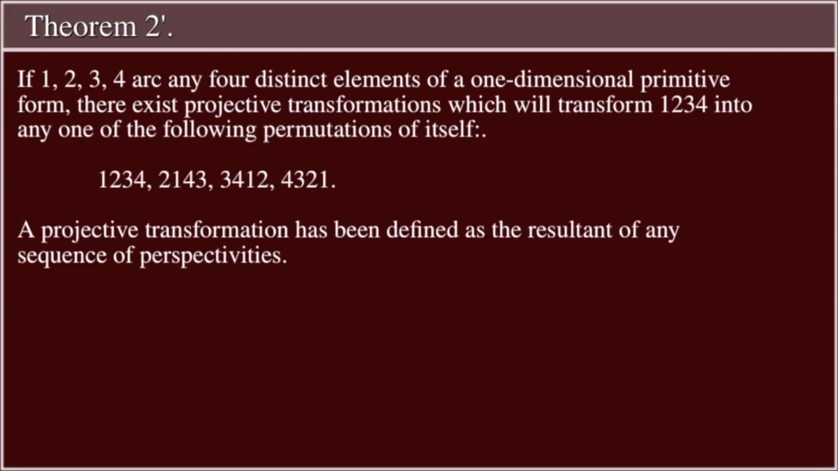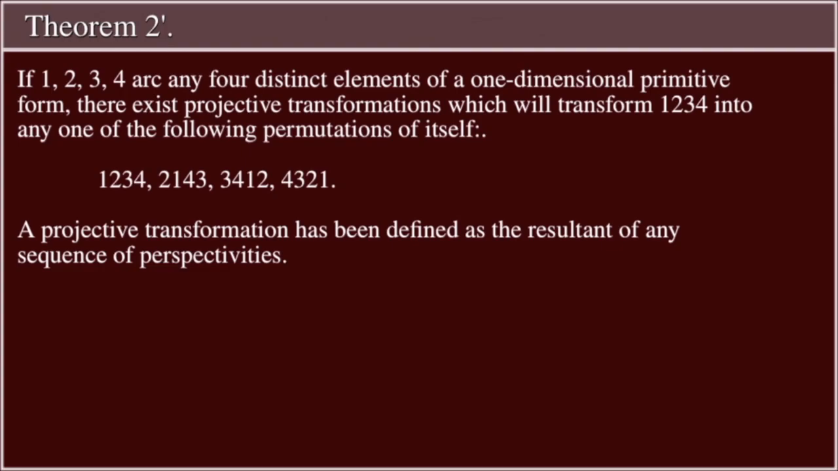Theorem 2'. If 1, 2, 3, 4 are any 4 distinct elements of a one-dimensional primitive form, there exist projective transformations which will transform 1, 2, 3, 4 into any one of the following permutations of itself: 1, 2, 3, 4; 2, 1, 4, 3; 3, 4, 1, 2; 4, 3, 2, 1.